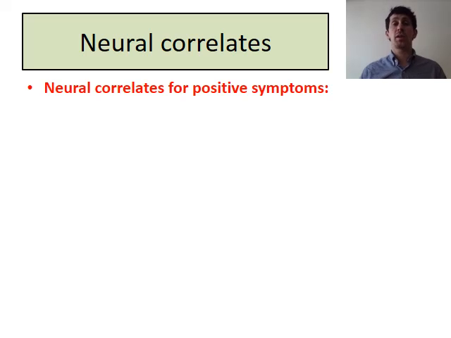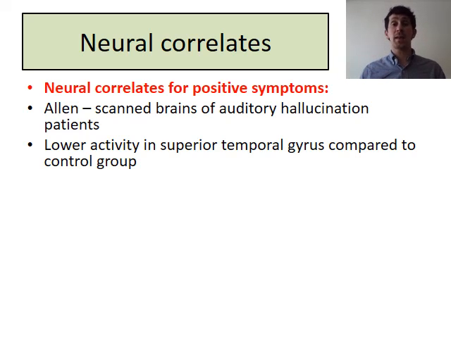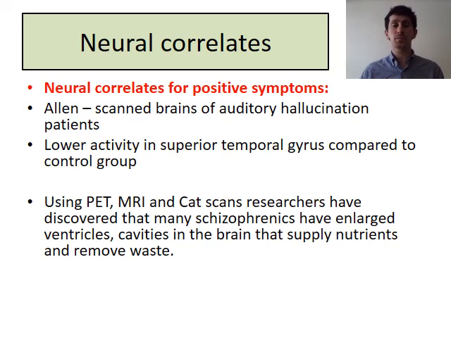So there's also neurocorrelates for positive symptoms of schizophrenia as well. So Alan did a study and scanned the brains of auditory hallucination patients. Remember, people that hear voices. And he found that there was lower levels of activity in their superior temporal gyrus. So it's one specific part of the brain, their superior temporal gyrus, compared to a control group.